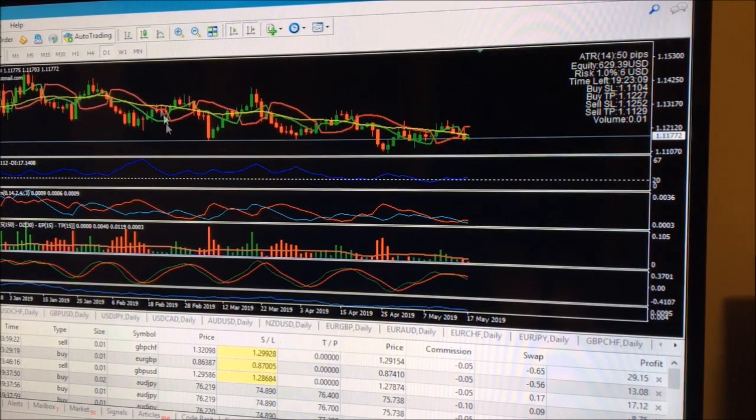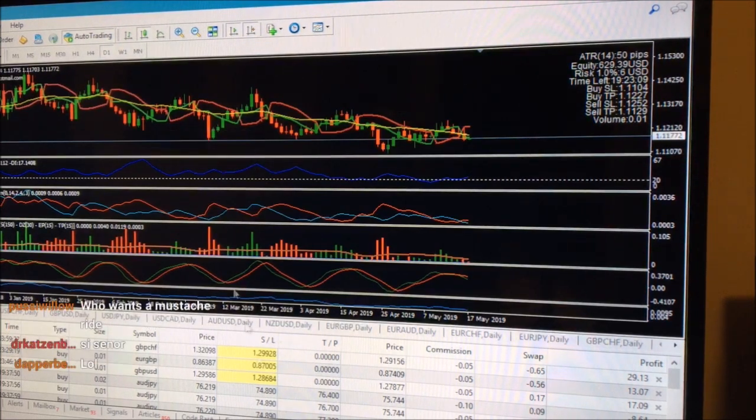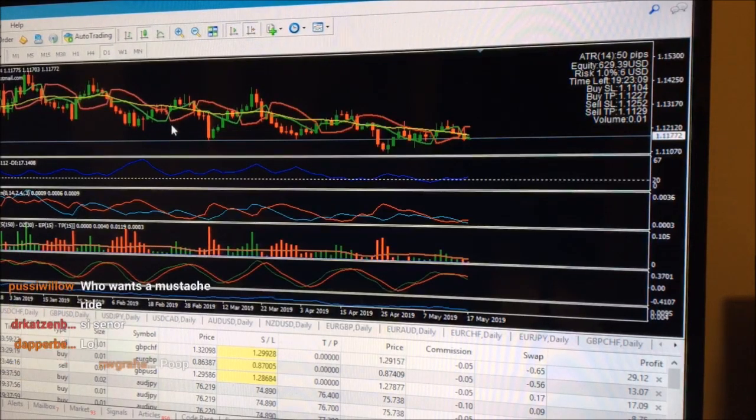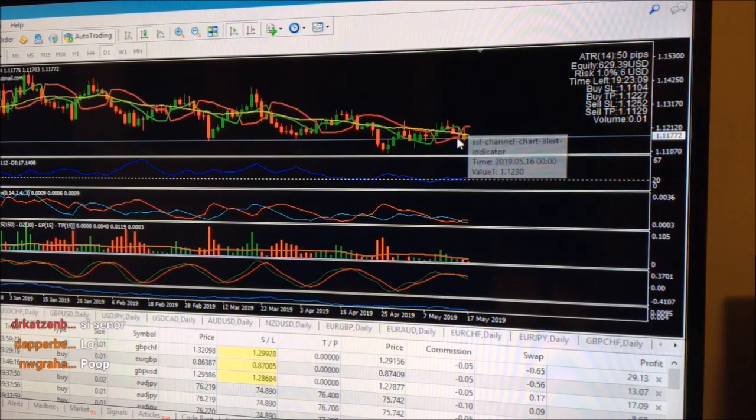So first I'll go through this SSL channel chart alert indicator. That is what I use as my main confirmation. Basically, if it flips, it tells me to either go long or go short. So here right now, this is flipped with the red on top, which means it's a short.